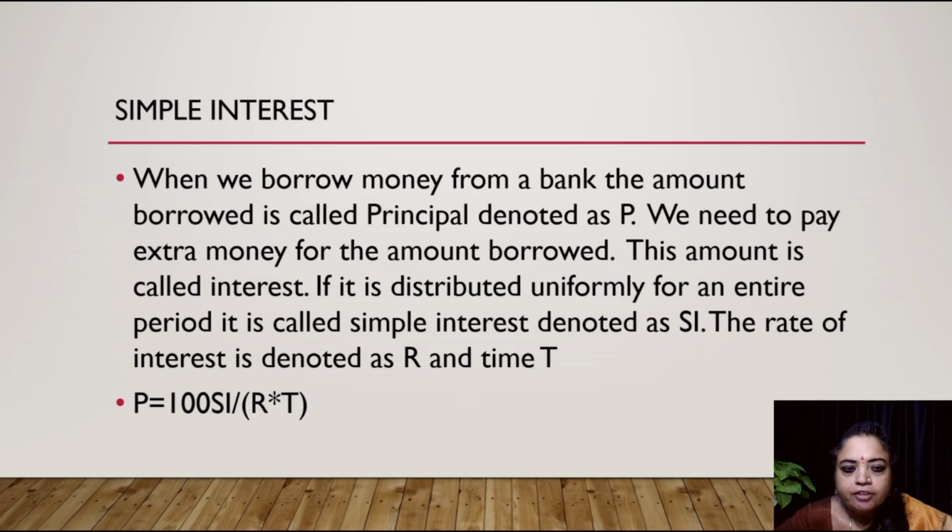The rate of interest is denoted by the letter R and the time by capital T. So the principal amount borrowed is represented as 100 into simple interest SI divided by R into T. R is the rate of interest and T is the time. So that is how we calculate the simple interest.